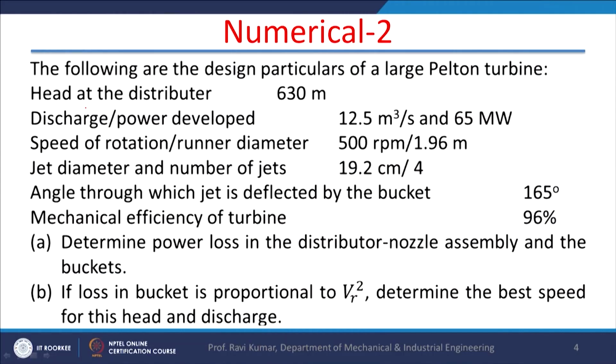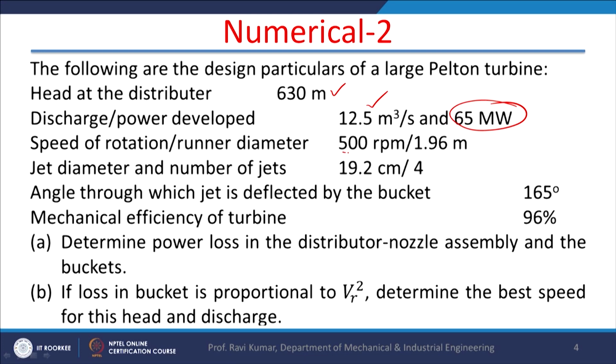Now we will take another numerical which is based on the Pelton wheel. Now in a Pelton wheel, it is a large Pelton turbine. So these are the design particulars. Head at the distributor is 630 meter. So this is the water head available, and this head is normally generated by making a dam, right. Discharge is 12.5 meter cube per second, and it is developing 65 megawatt of power.